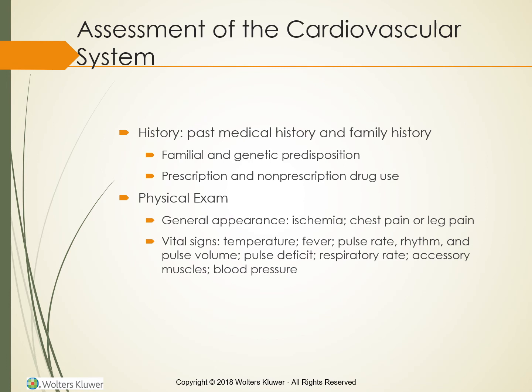Assessment of the cardiovascular system. History. The initial assessment includes the client's or family member's description of the symptoms the client experienced before and during admission. The history also includes the client's past medical history and family medical history. The family medical history is important because many cardiac disorders have a familial or genetic predisposition.